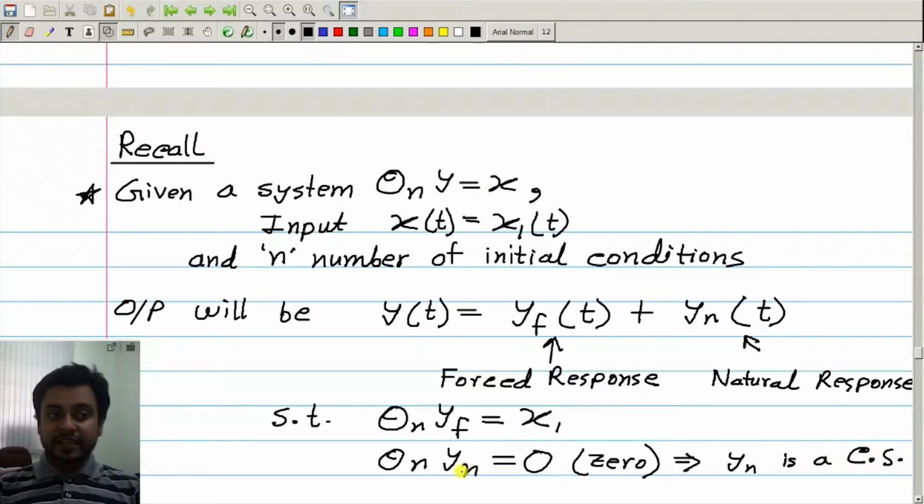That means as if yn has 0 or no effect, but yn is required to satisfy the initial conditions. Yf, the forced response, will satisfy this differential equation, and the natural response will satisfy the initial conditions, and both of them together will satisfy both the differential equation and the initial conditions.